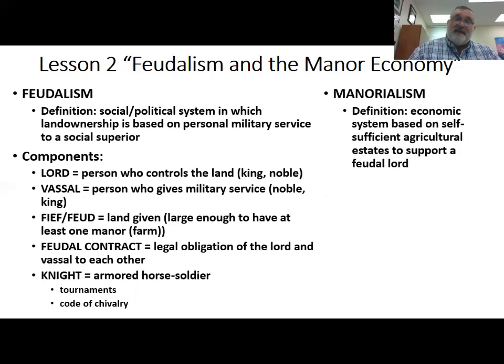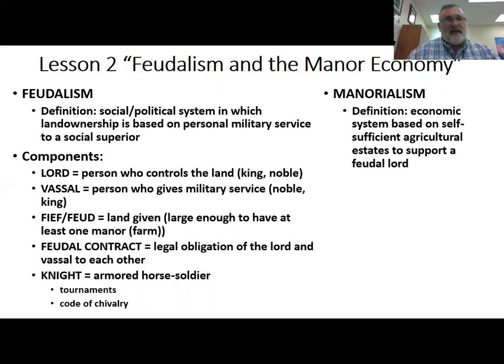The economic system that governed this time period was called manorialism. A manor is a farm. Every fief had at least one manor on it. And this was designed to be a self-sufficient form of an economy. The manor would produce enough food to feed the people on the manor. All activities on the manor would be geared towards supporting the Lord and producing for his needs.